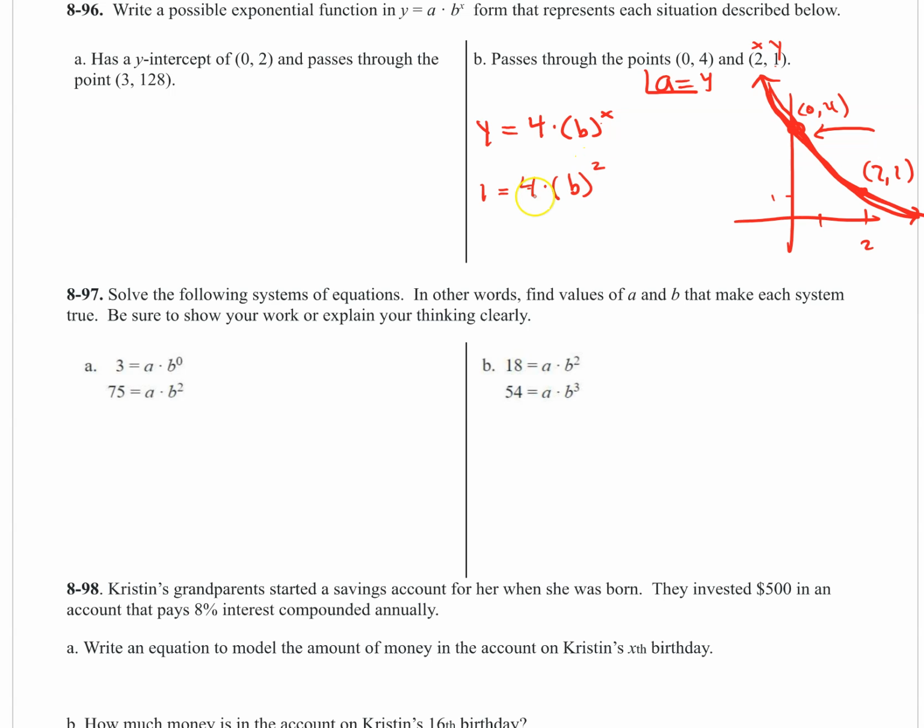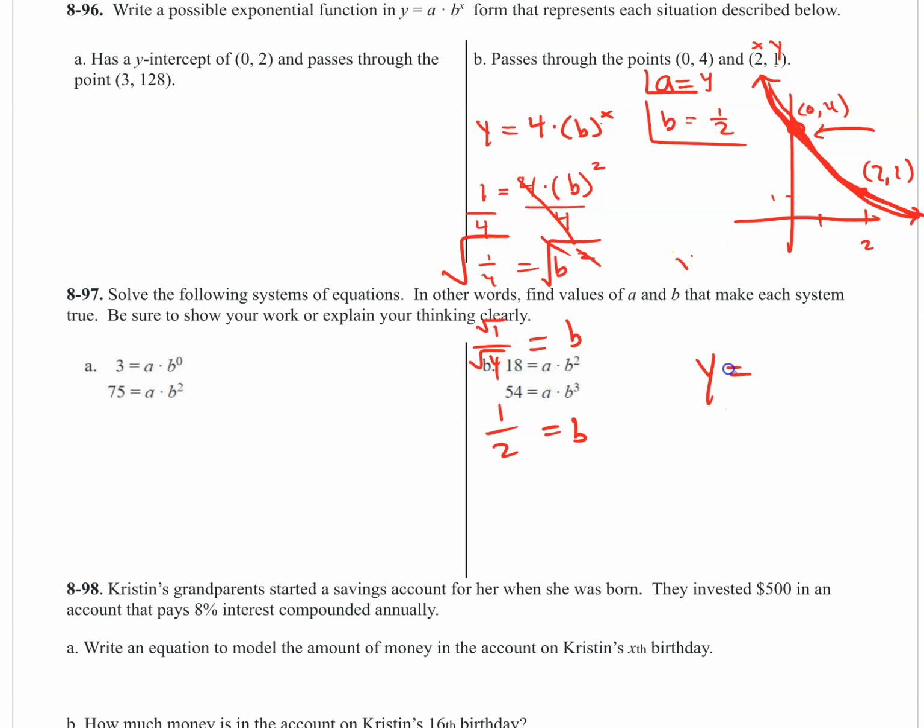All right, now we need to solve for b, so let's divide both sides by 4. And 1 over 4 equals b squared. And now what we've got to do, to get b, you take the square root on each side. Square root of b squared is just b. And the square root of 1/4, that's the square root of 1 divided by the square root of 4. Or use your calculator. So you get b equals 1 over 2. Square root of 4 is just 2. So b is a half. Writing the equation, y equals 2 times a half raised to the power x.